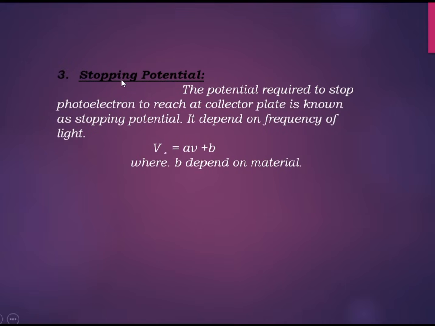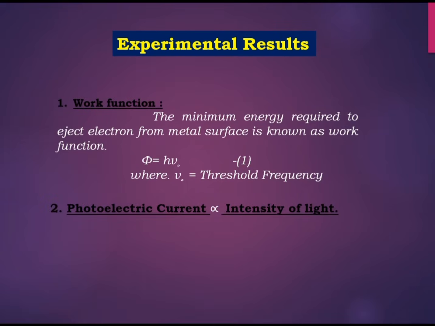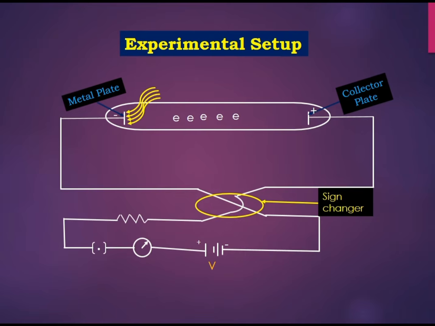Now what is stopping potential? Okay, so here we are going to discuss the function of that sign changer. Okay, so now let us move back to the sign changer. So this is the sign changer. Okay, so when we invert the terminals, or when we connect this metal plate to the positive terminal and this collector plate to the negative terminal, the electrons will get repelled from this collector plate.